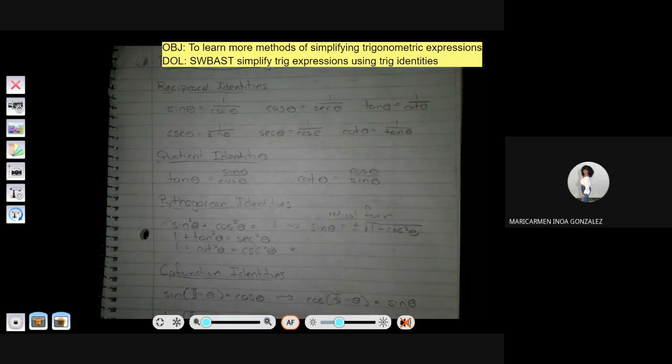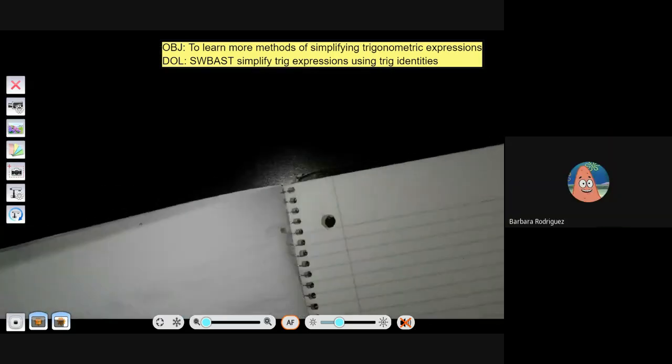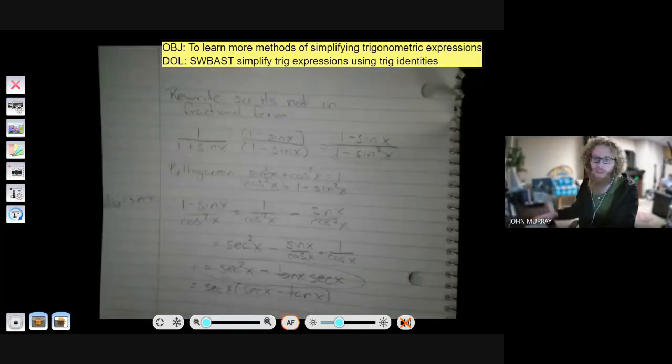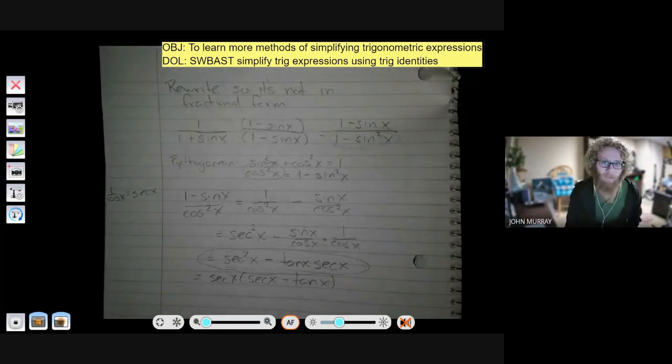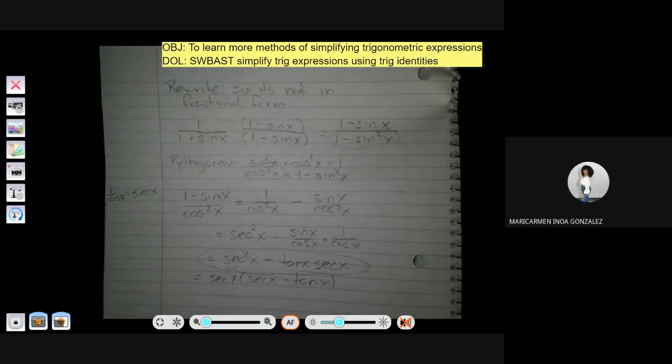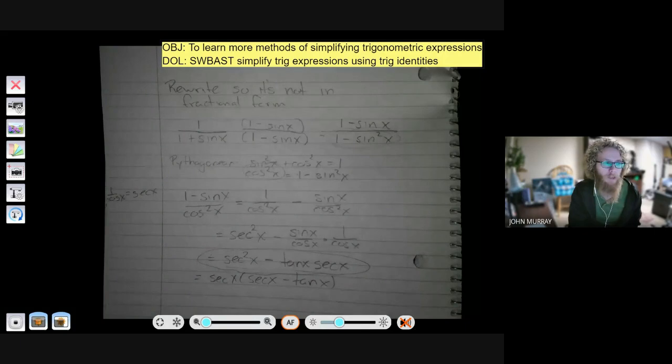Can you go back real quick so I can finish copying? Yeah. Bye, Mr. Murray. Bye-bye. Just the last problem there? Yeah, just like the bottom part. Sure thing. Take your time.